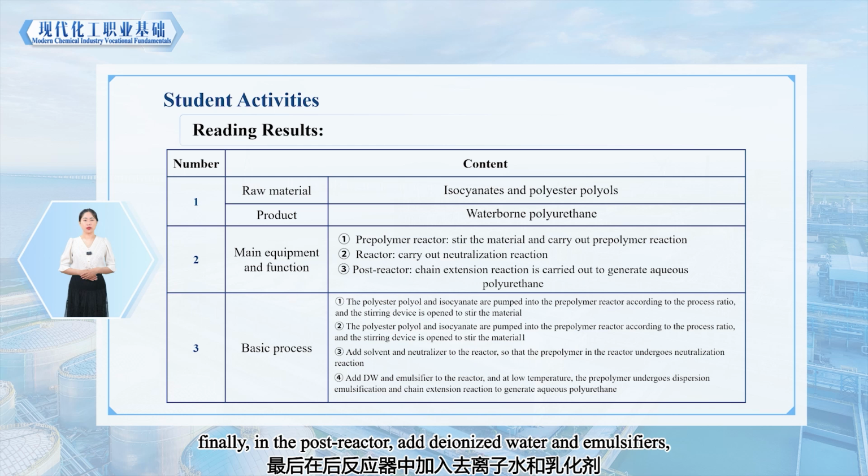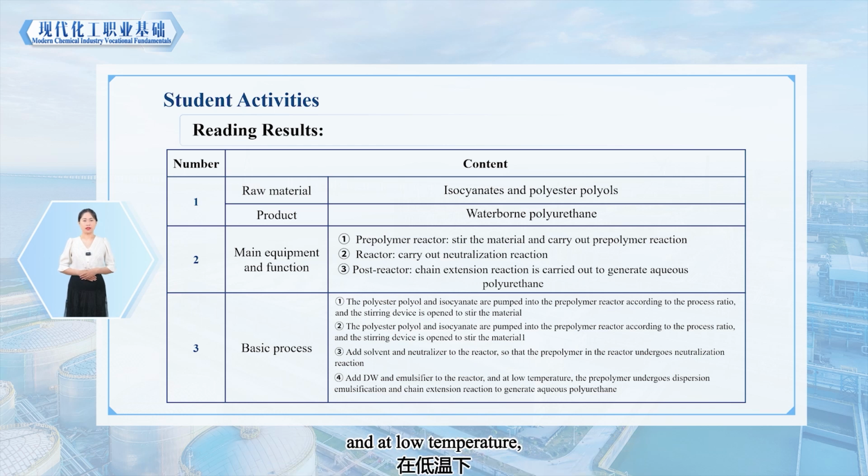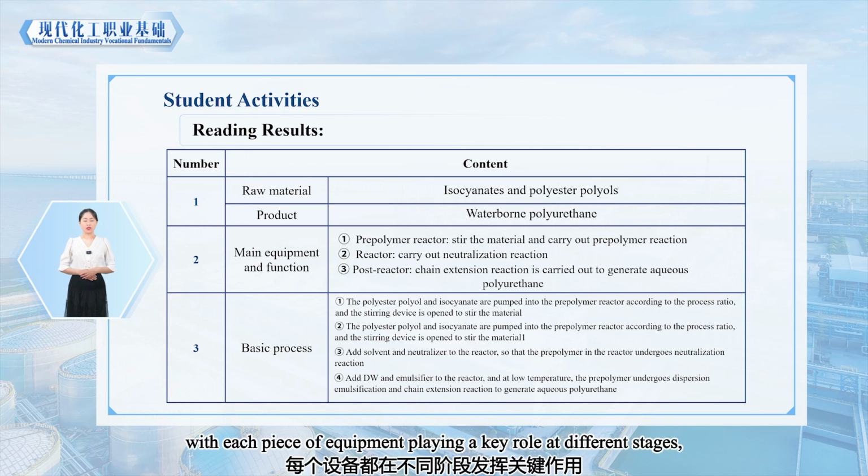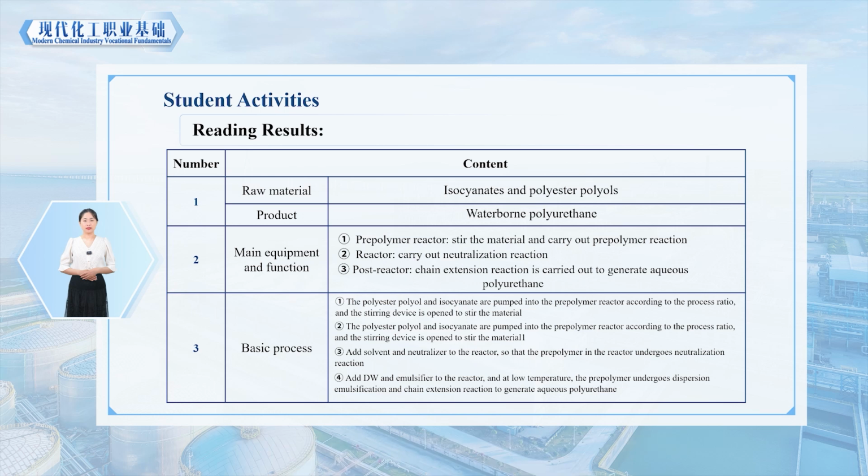Finally, in the post-reactor, add deionized water and emulsifiers, and at low temperature, the prepolymer undergoes dispersion, emulsification, and chain extension, resulting in the production of waterborne polyurethane. This process is like a relay race, with each piece of equipment playing a key role at different stages, all interconnected, ultimately yielding the product.